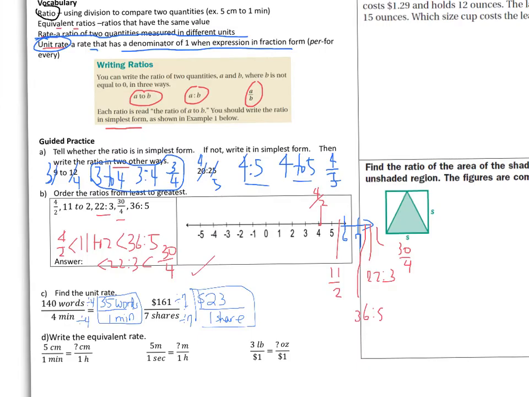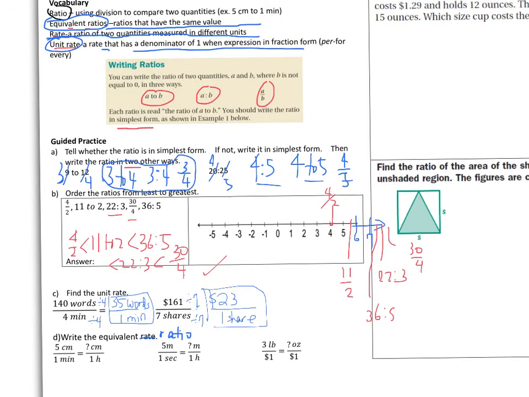Part D asks you to find the equivalent ratio or equivalent rate. It's okay, just put ratio here. And up here for the definition, an equivalent ratio means the ratios that have the same value. So down here in part D, 5 centimeters to 1 minute equals a question mark centimeters over 1 hour. Obviously, minute and hour are not the same unit. We need to make it the same.